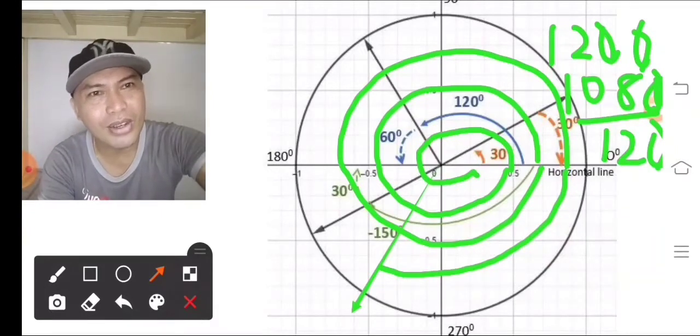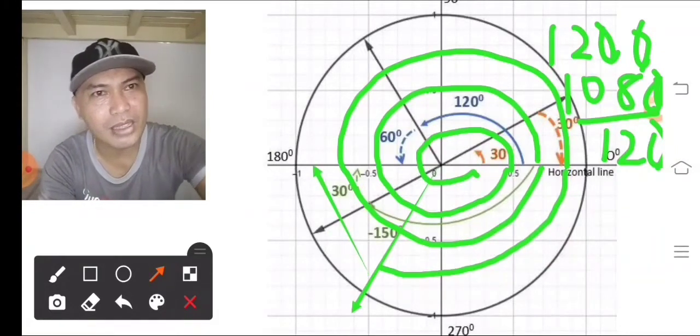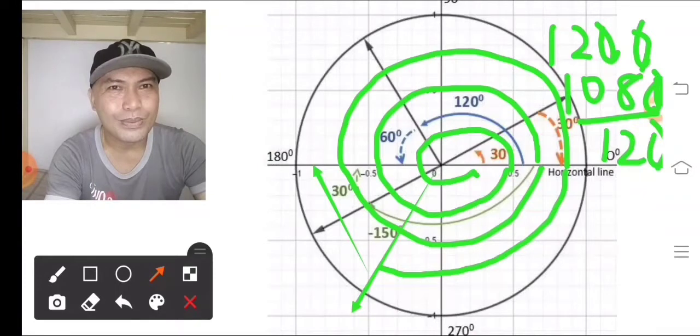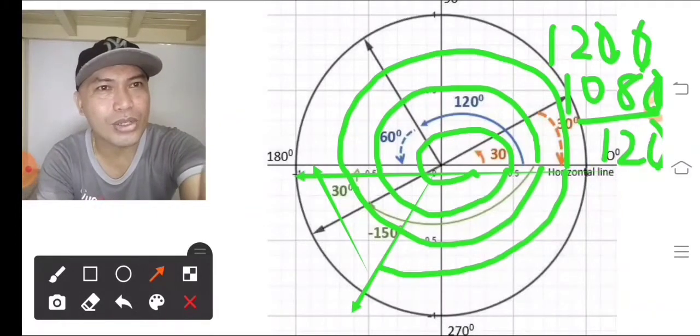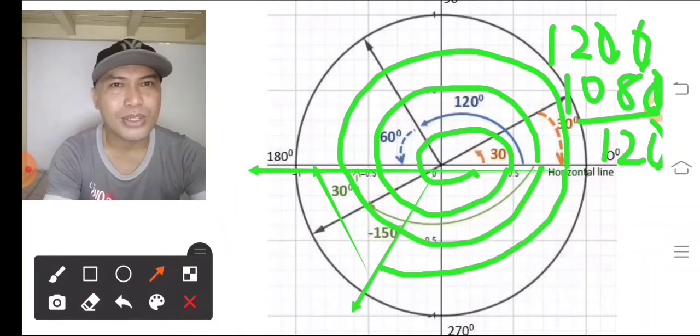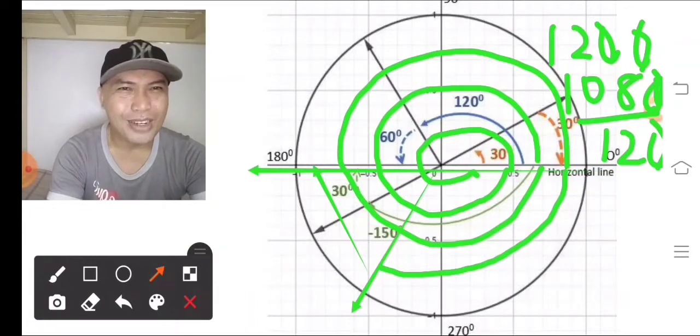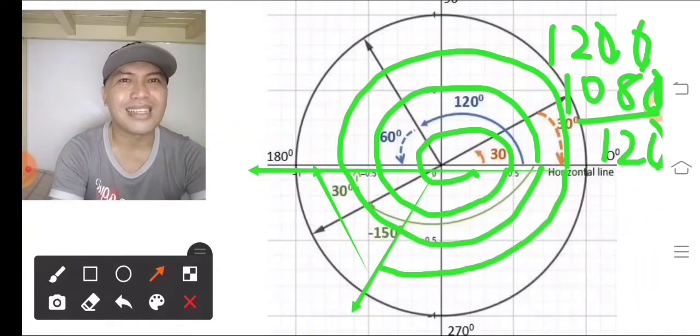So from the terminal side going to the base, the x-axis, that is equivalent to 60 degrees. We have to remember that the horizontal line is measured 180 degrees. And since we have 120 degrees, to complete it into 180 degrees, just subtract 180 degrees minus 120 degrees. So our reference is 60 degrees.